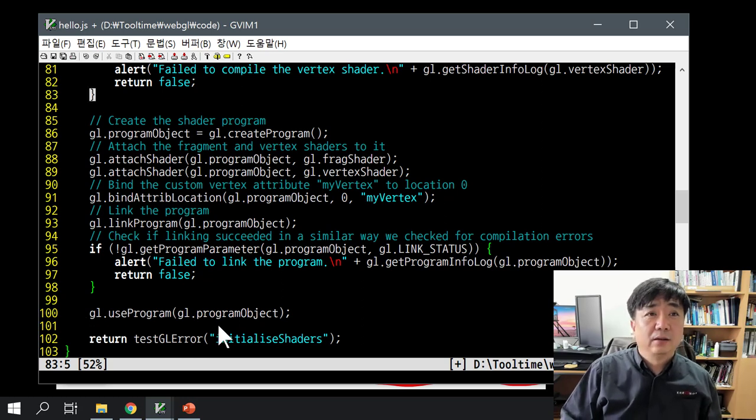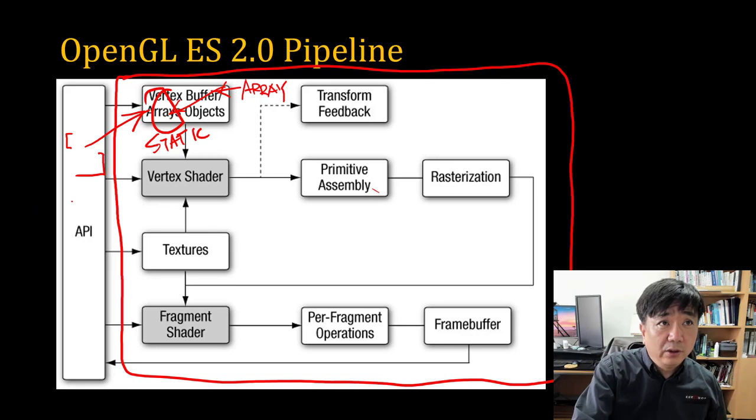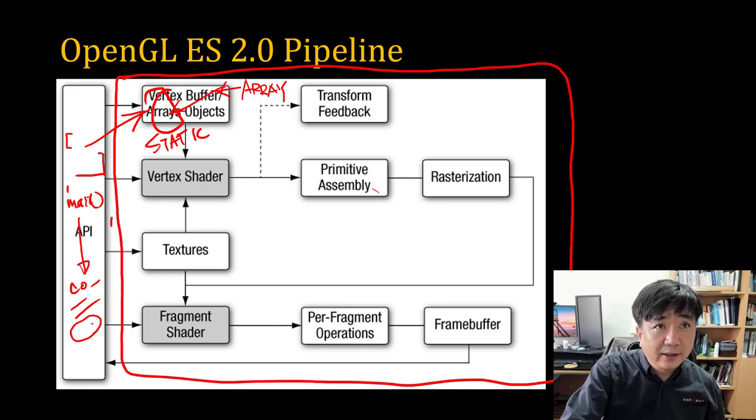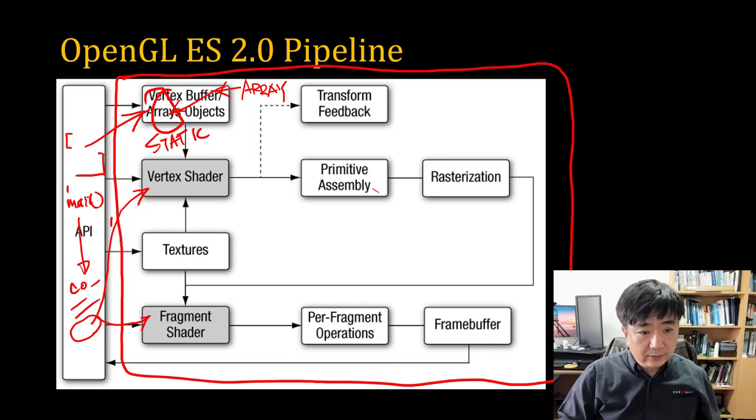Then the GPU receives the program. It means that in the pipeline, we define main functions as strings, and then they are compiled and linked, and we package them into a program that is sent to the vertex shader and fragment shader. Let's go to somewhere else.